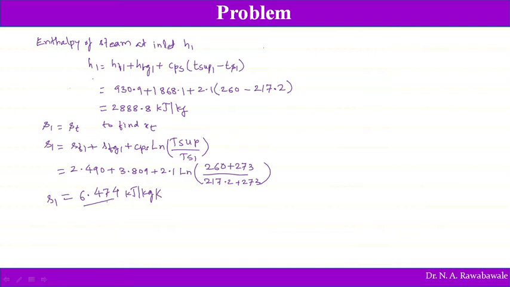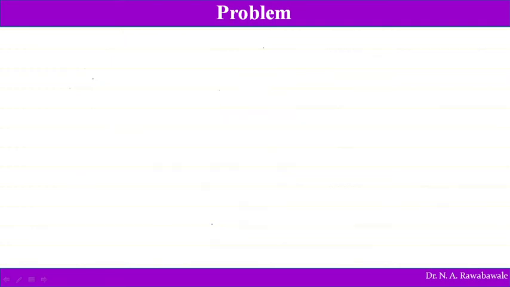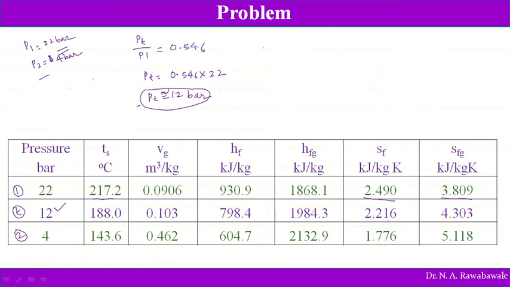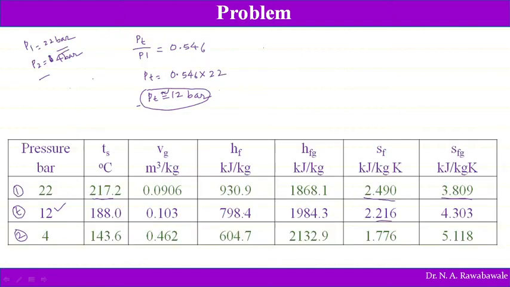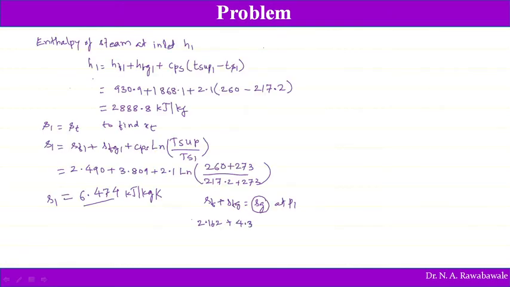Now let us see the actual entropy at throat. Throat pressure is 12 bar. So at 12 bar, what is sg? sf plus sfg is equal to sg. If it is dry saturated steam and if the sg value is less than this S1, then it is superheated, and if this value is greater than sg, then the steam is wet. So at pressure PT, we will find the sg value. At 12 bar, sf is 2.162 plus sfg is 4.303.